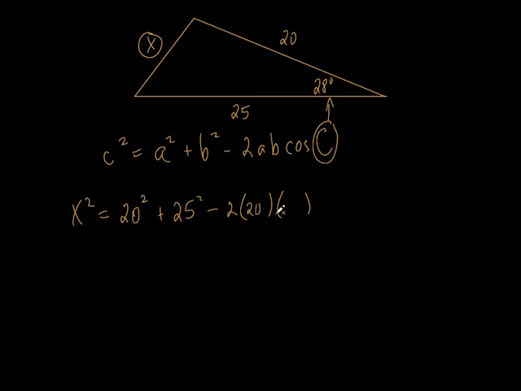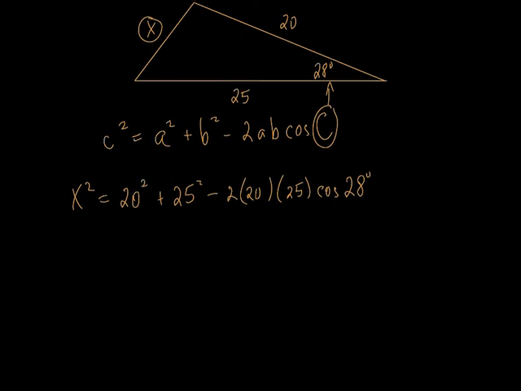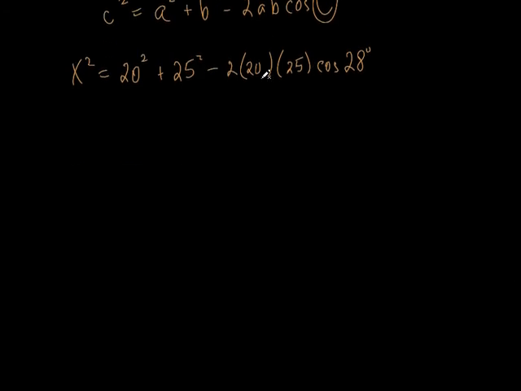This is my a and my b. Does it really matter what order you put those in? Doesn't make any difference because you're just multiplying them together anyway, right? And then it's the cosine of angle C. What's my angle C here? It's 28 degrees. Everybody with me? All I did was just plug stuff in, right? Now I just have to put that in my calculator. It's all calculator work from here.